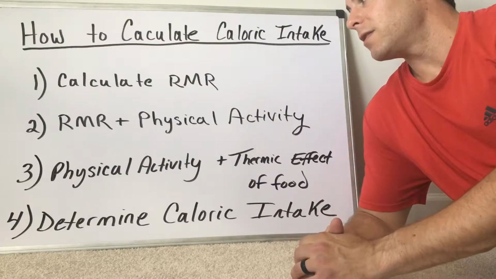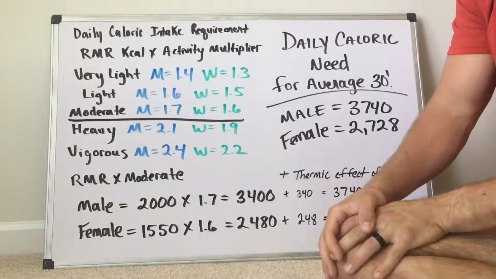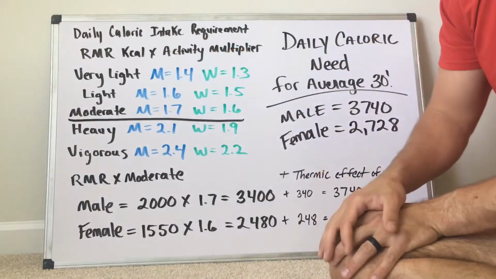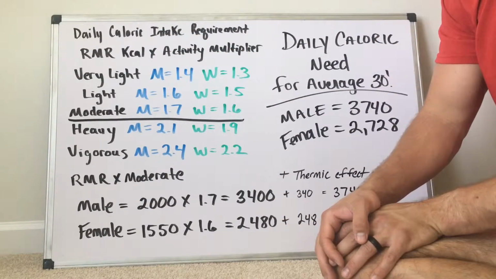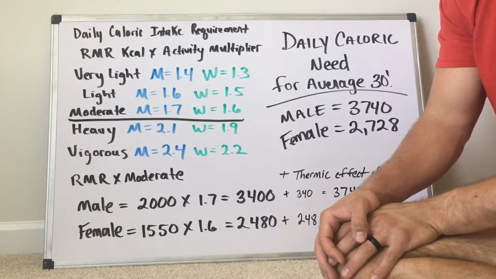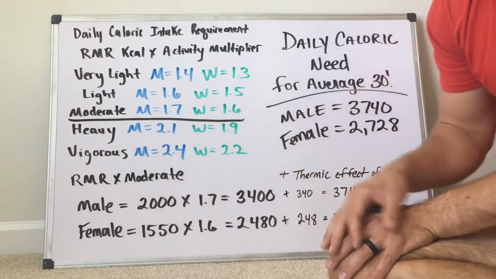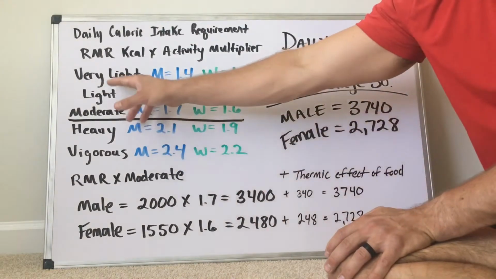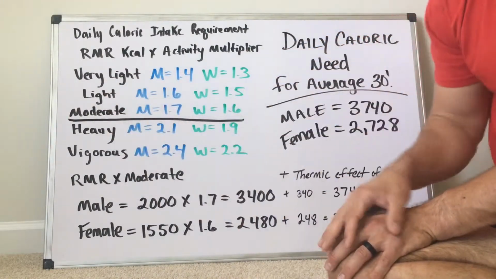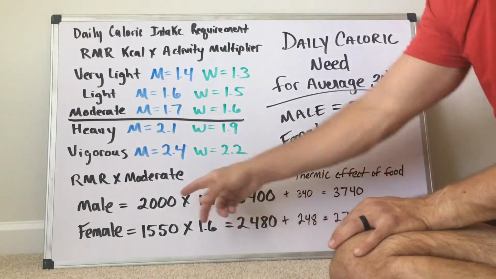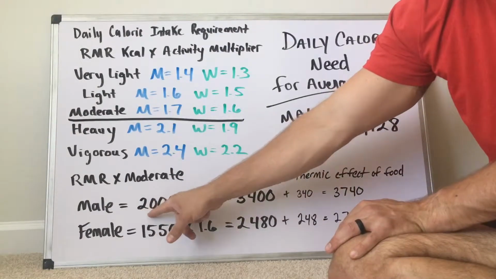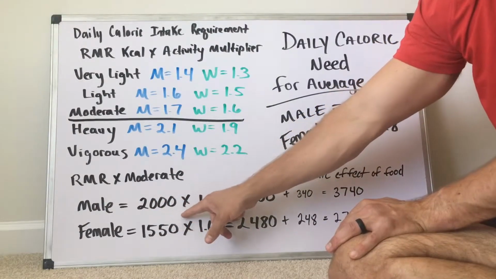You're going to add that to your physical activity level. We've taken the resting metabolic rate and calories times your activity multiplier. So what we're doing is we're taking the average male and female and multiplying that by very light, moderate, heavy, or vigorous activity.